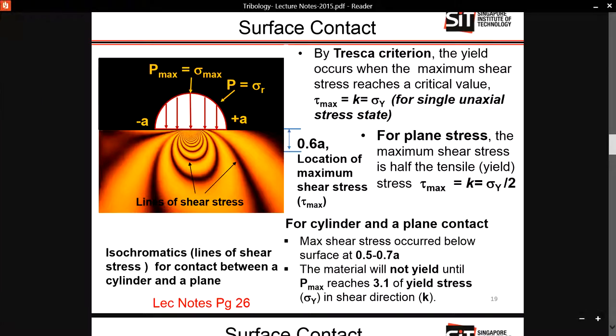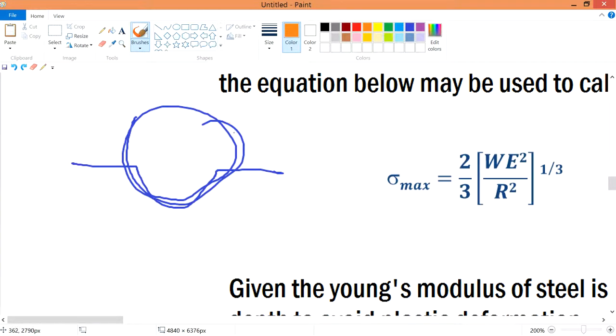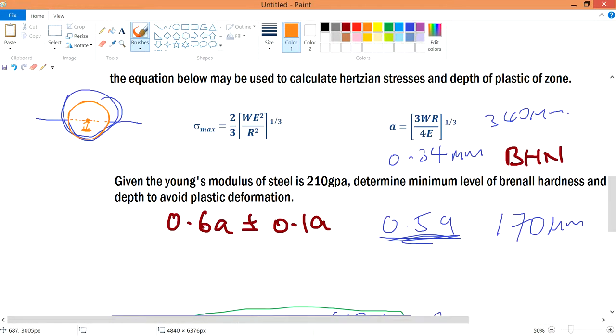Then over here it says shear stress occur below surface at 0.5, below the surface. So over here this should be the radius, for example. Below the surface 0.5, so the shear stress may be over here. So the depth, and its depth to avoid plastic deformation.